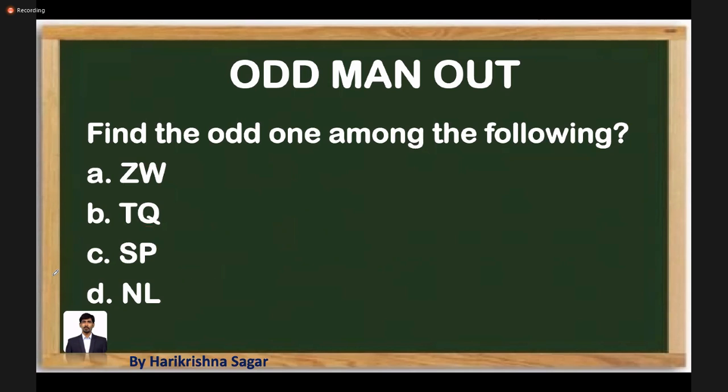So look at the first question. Finding the odd man out of the following. If you observe the following option choices here: Z, W, T, Q, and S, P, N, and L. Let me take the numbers. Z is 26, W is going to be 23, T is 20, Q is 17, S is 19, P is 16, and N is going to be the 14th alphabet, L is going to be the 12th alphabet. If you observe, everything is following a difference of 3, but this is following a difference of 2.